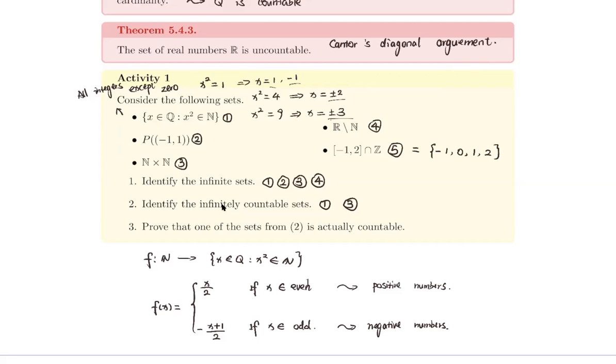Any other question? This means x is an element of the rational numbers such that x squared is a natural number. So you have to satisfy both conditions. First, it's always a rational number. Then x squared has to be a natural number.